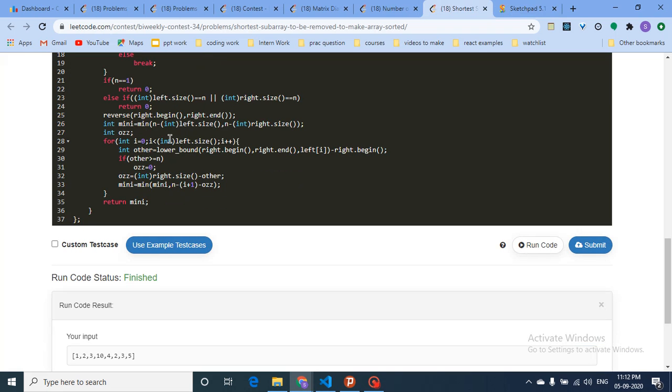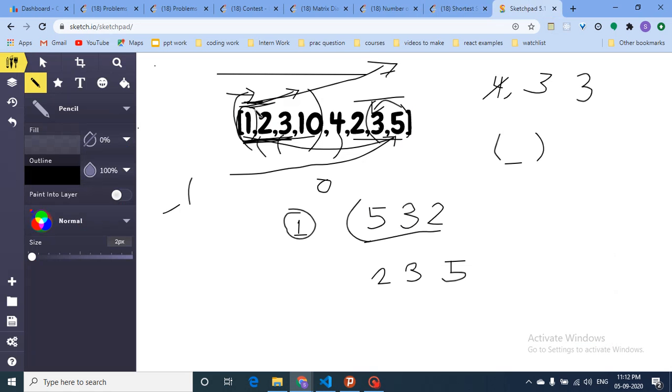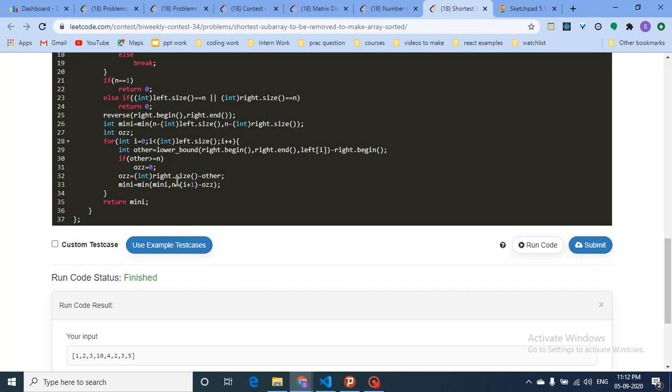And then what will I do? I will iterate over every left value. I will find the lower bound in the right vector, and then check: if for every left value I have taken this right value, the total stitched length is this plus this, and now I have to remove the total length minus this stitched length. So what I have to remove is the total length n minus the left array size, which is i plus 1, and the right is this.